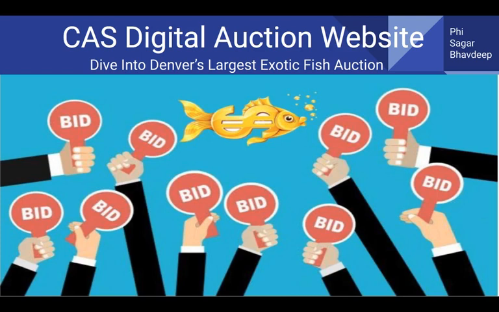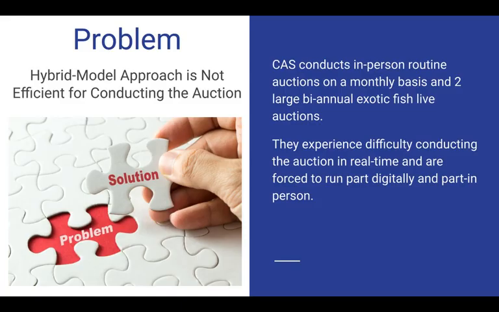Alright, today we're going to dive into Denver's largest exotic fish auction club called the Colorado Aquarium Society, CAS for short. They're in affiliation with the Colorado Aquarium, and the CAS Club hosts biannual grand scale auctions and monthly auctions here in Denver, Colorado. And they're experiencing a lot of issues and problems with their current website, which is utilizing a hybrid model for their in-person real-time auctions.